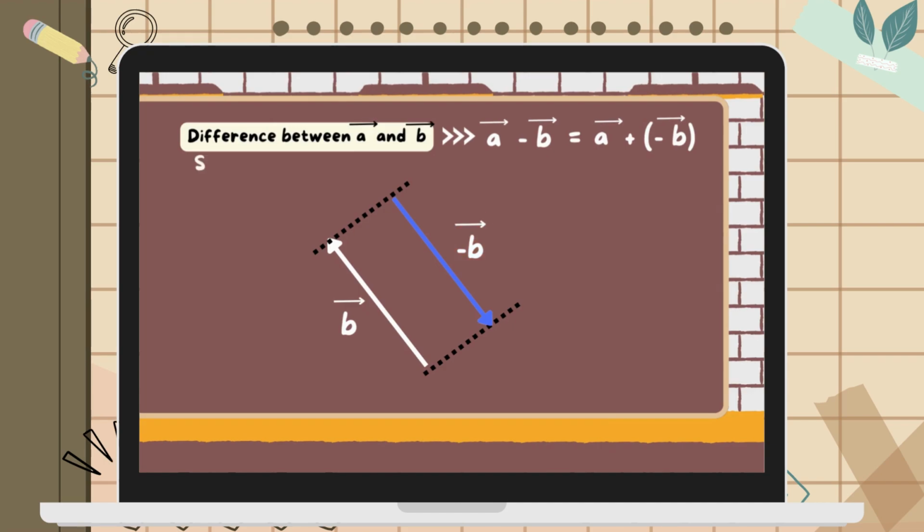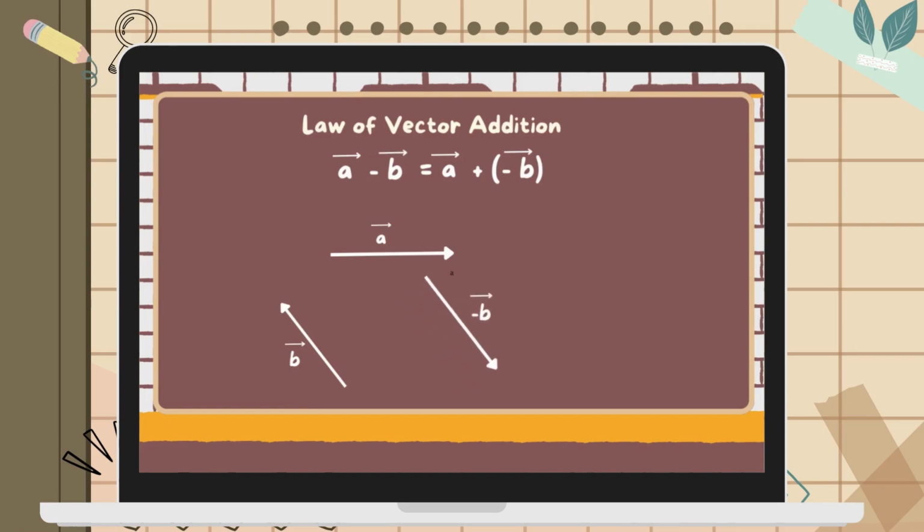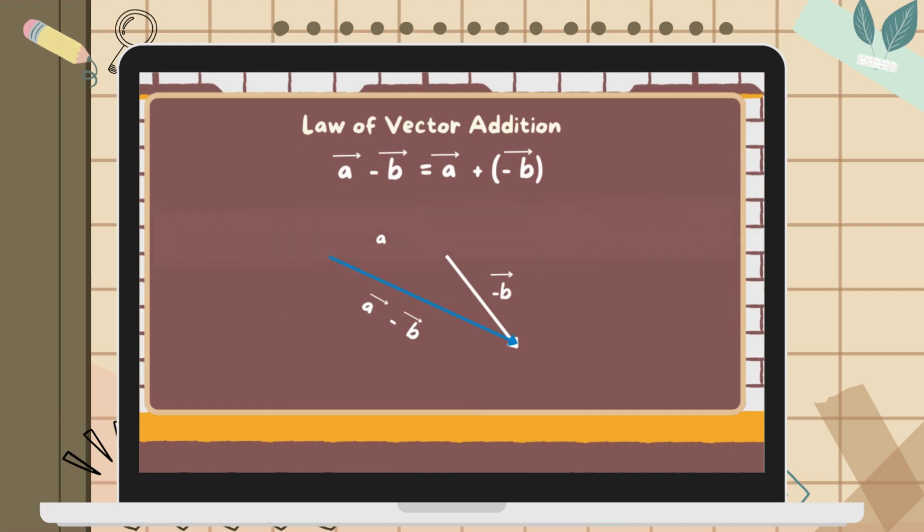So now, for the subtraction of the vectors, we can apply the laws of vector addition. Let's find this difference by the triangle law of vector addition. To apply this law, we move the negative of the vector B parallel to its position and place its initial point at the terminal point of the vector A. Then, the sum of these two vectors will be this vector. So the difference between the vector A and B is represented by this vector. This is how we find the difference between two vectors.